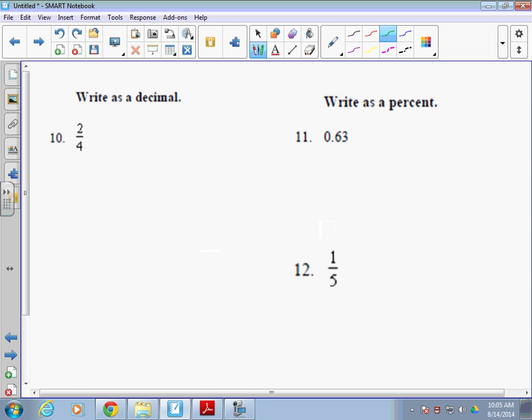Number 10, we're writing this as a decimal. This says, and that's why I get you guys to reread it sometimes, 2 divided by 4. If you do it this way, 2 divided by 4, this is just old-time division.